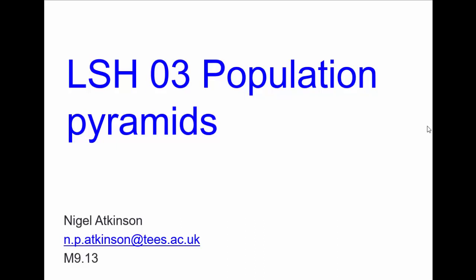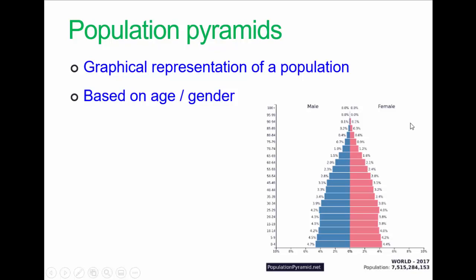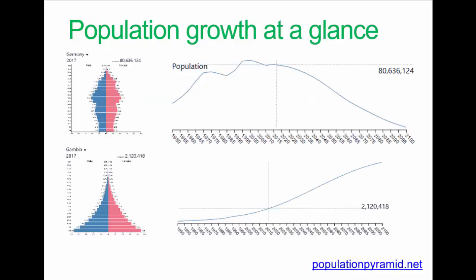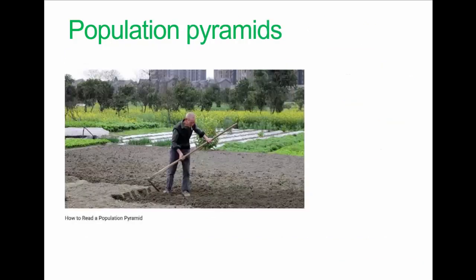Right, lecture 3 on population pyramids, which I've mentioned twice for some reason. Population pyramids are graphical representations of the structure of a population categorized by age and gender. Population Pyramid Net is a very good worldwide resource. It includes a range of population information, including historical information and future projections for all the countries in the world.